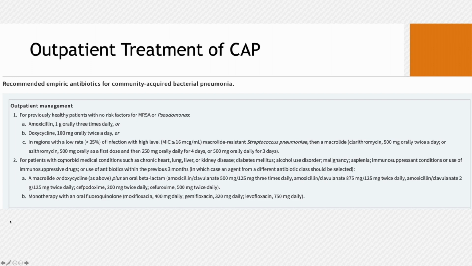If you have patients that have any risk factors, comorbidities, other issues, then the recommendation is to give a macrolide or doxy plus an oral beta-lactam, or you can give monotherapy with an oral fluoroquinolone, which is essentially moxifloxacin, levofloxacin, really anything but ciprofloxacin, because there's not good penetration to the lungs.